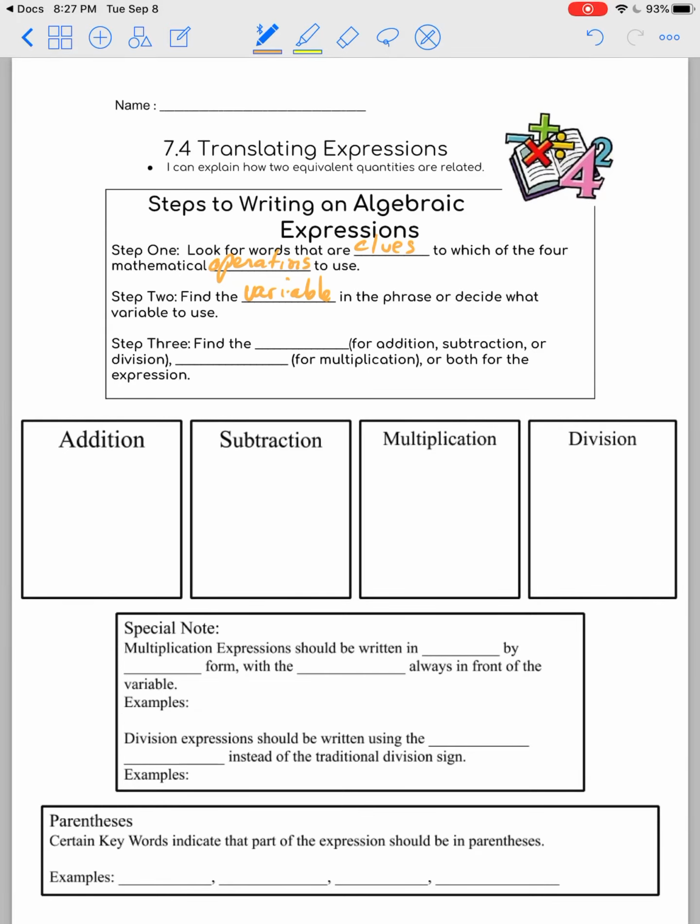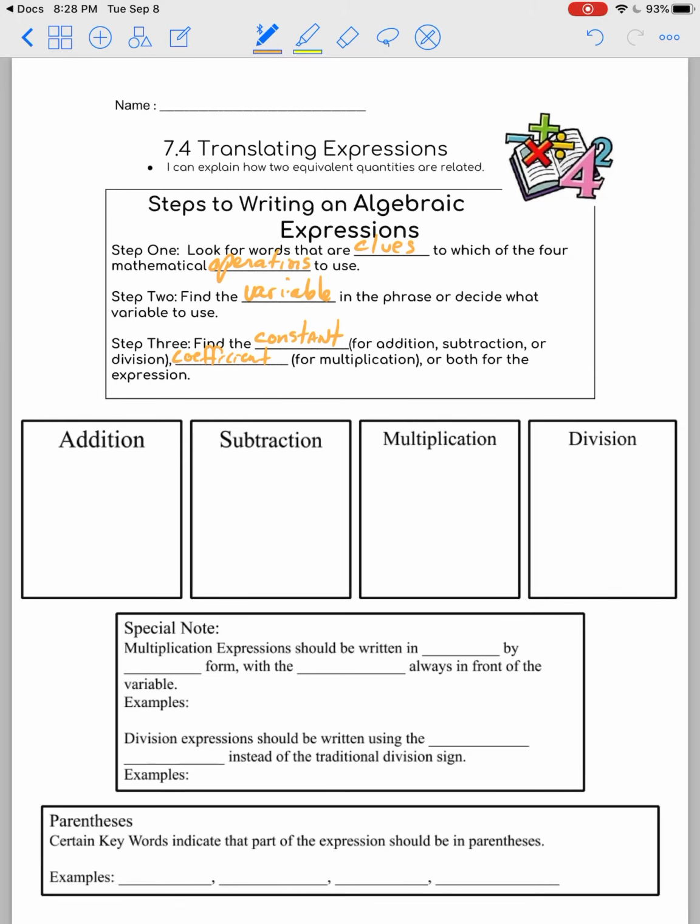And then third, we're going to find the constant for addition, subtraction, or division. And then the coefficient for multiplication. And again, the constant's normally used for adding, subtracting, or dividing. The coefficient's going to be for multiplying, or both for the expression.